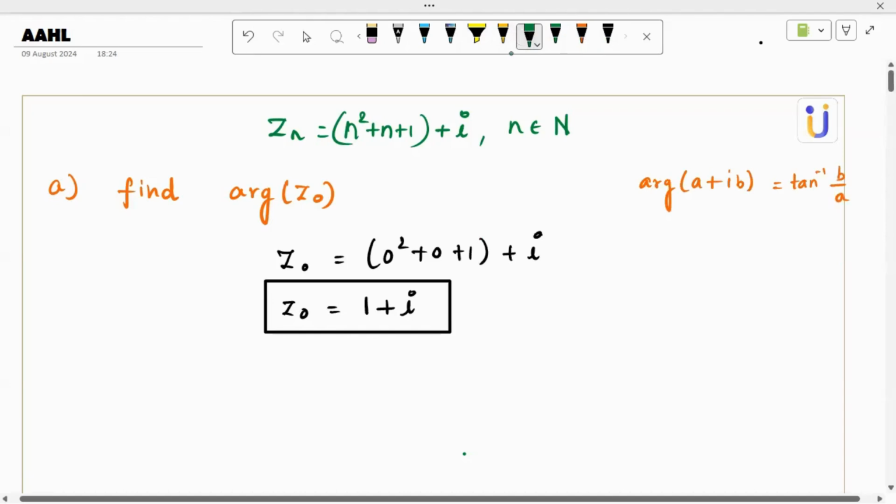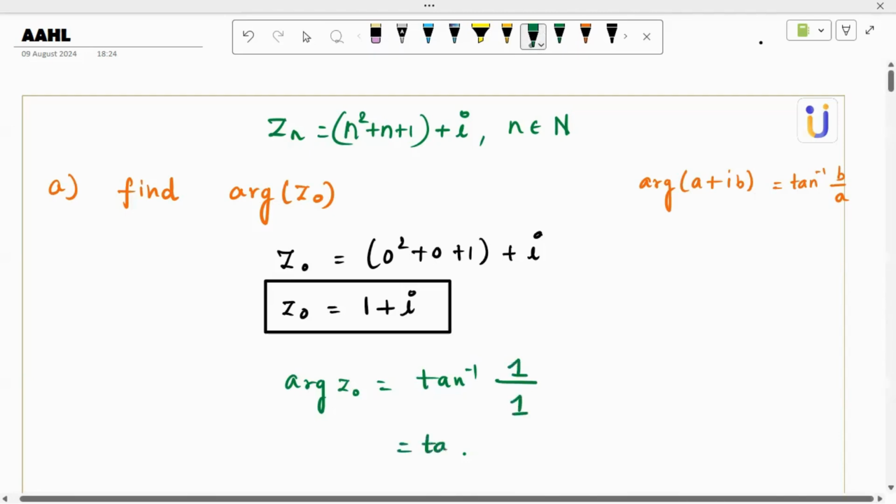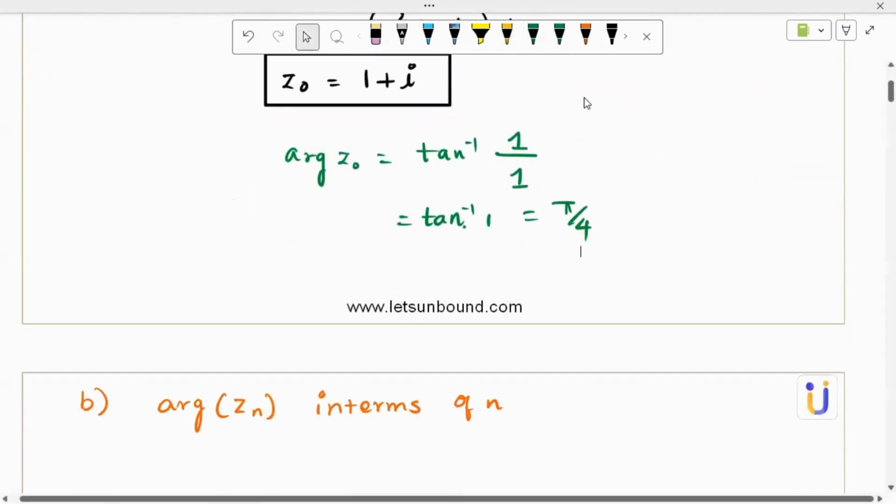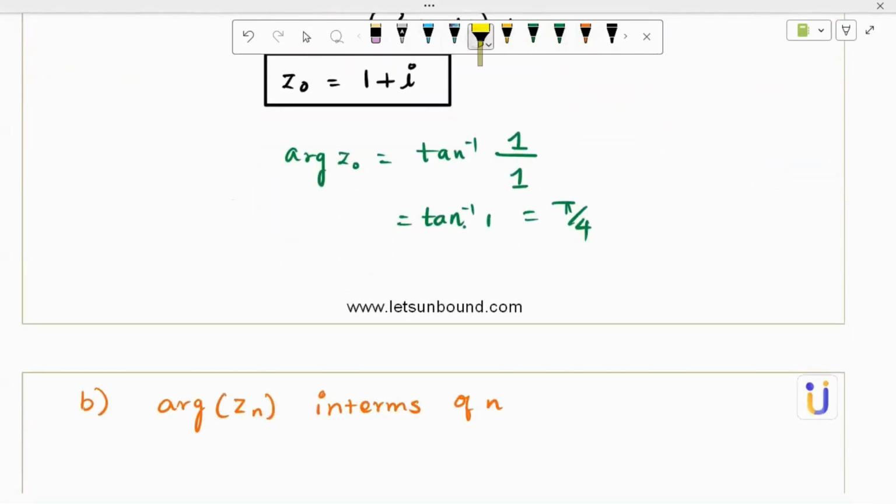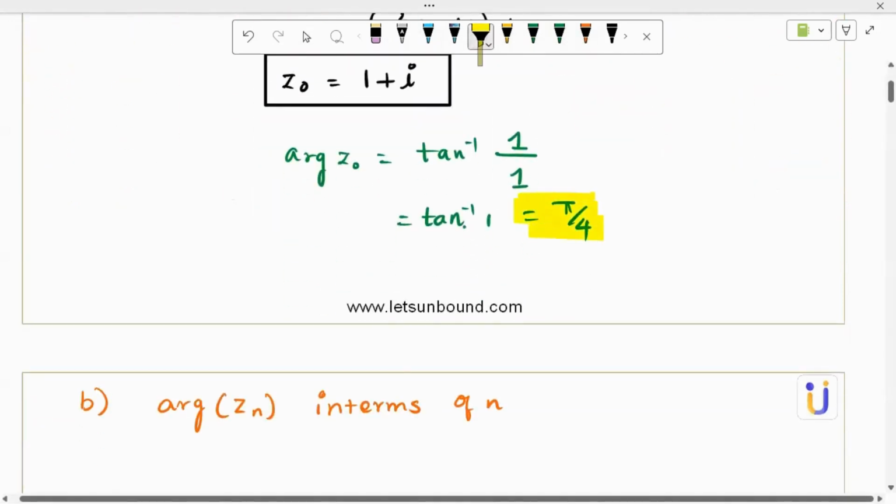So the same thing when applied, argument of Z0 is tan inverse b, that is the imaginary part. Don't include the i, just the coefficient of i in simpler terms, b by a, 1 by 1, which is 1. And what is tan inverse of 1? That acute angle. It's the first quadrant, right? So it should be written in this form, pi by 4. So this is the argument of Z0. And that's simple. Pi by 4 is the answer.